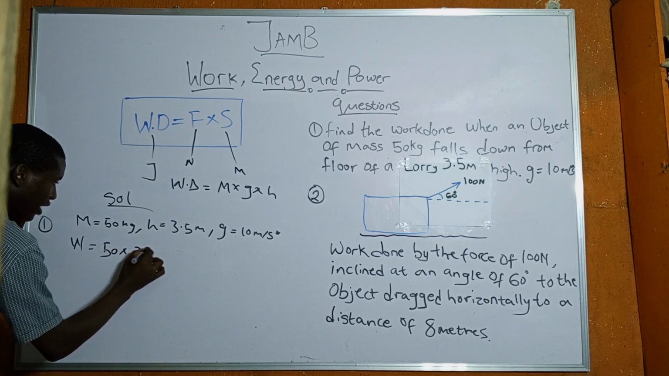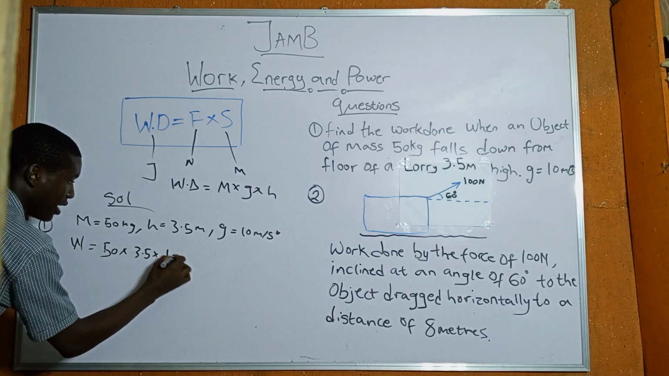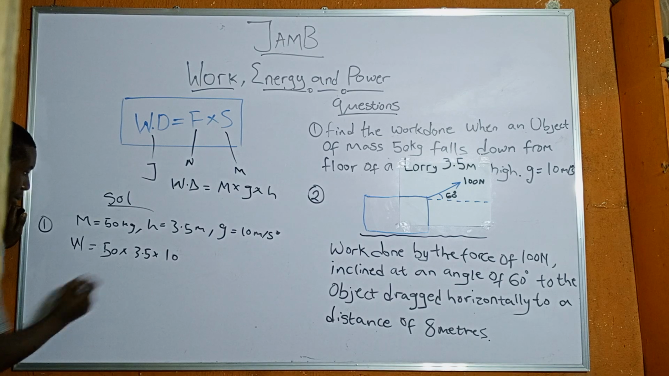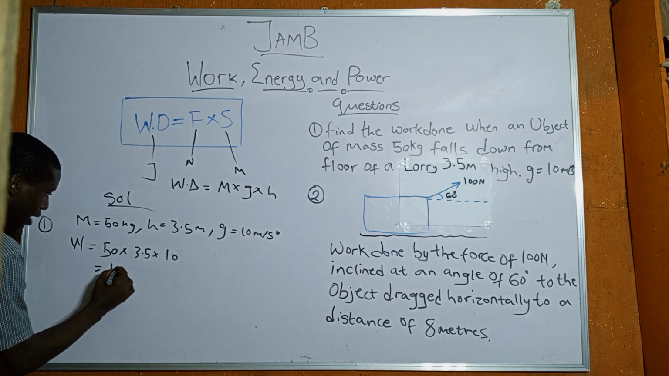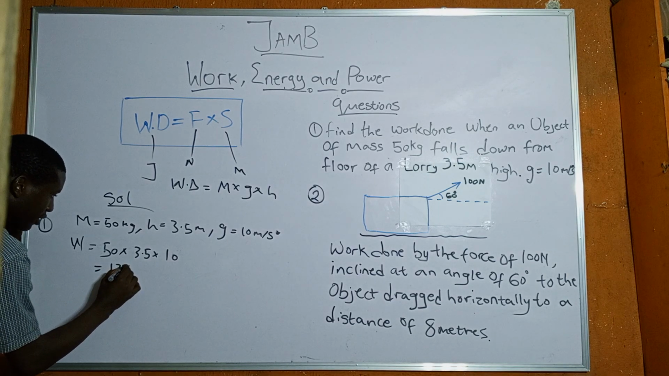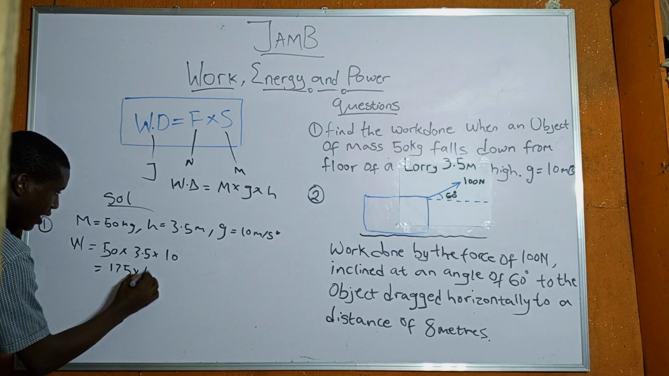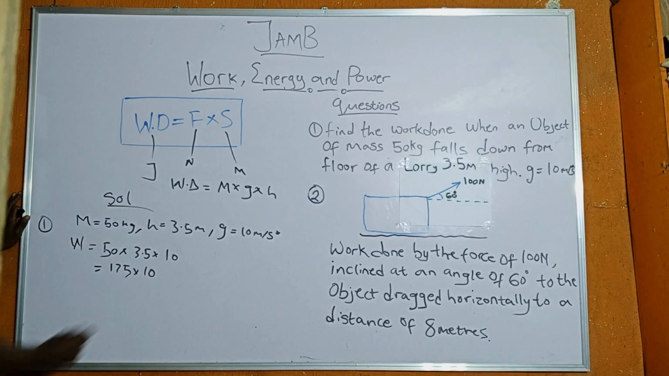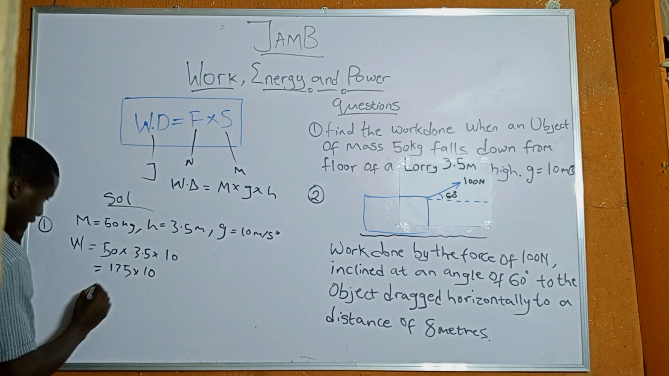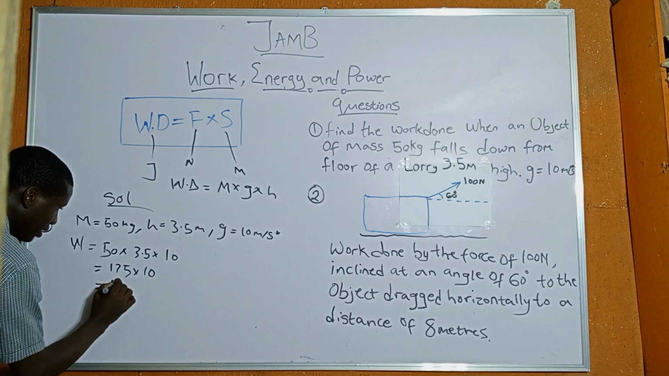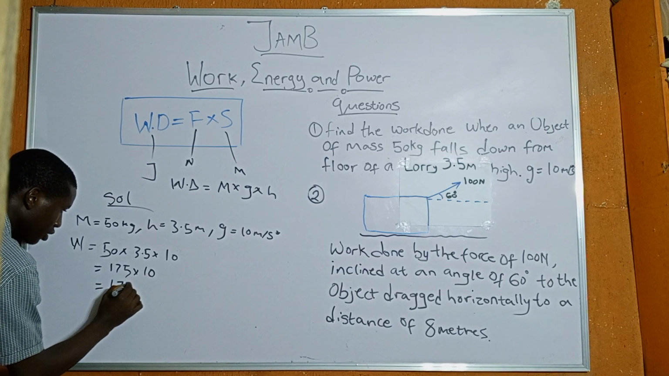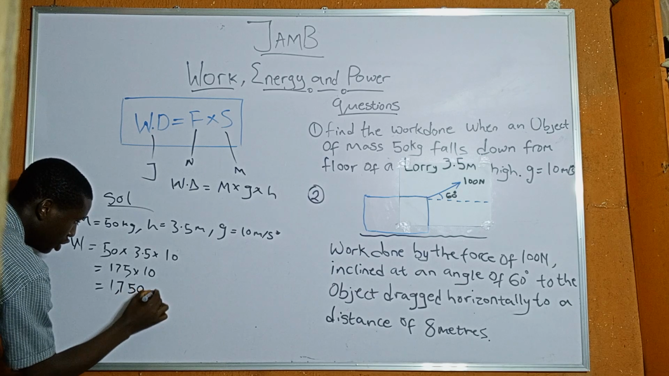multiplied by 3.5 multiplied by 10, and 50 multiplied by 3.5 will be equal to 175, multiplied by 10. 175 multiplied by 10 will be equal to 1750 joules.